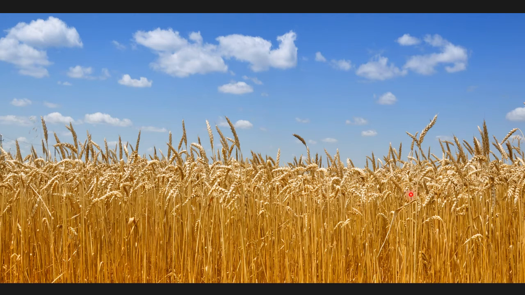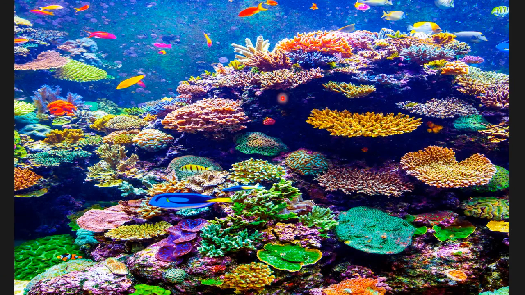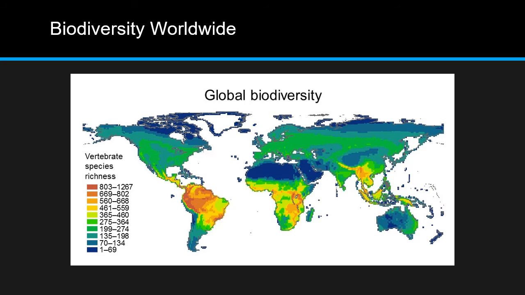So over here, you can see a picture of a wheat field, while over here, you can see a picture of a diverse coral reef. You can see the outstanding difference in biodiversity between a monocultural wheat field and a coral reef by just looking at their pictures. But in real life, what areas of the world have high biodiversity and what areas of the world have low biodiversity? Well, let's look at this map of global land biodiversity.